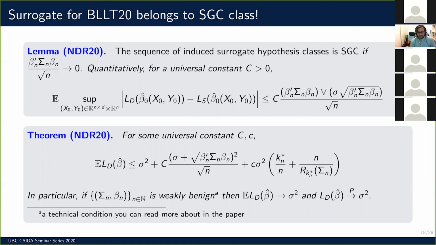And actually, this approach based on uniform convergence of the surrogate allowed us to tighten the bound that Bartlett, Long, Lugosi, and Tsigler had. So in their paper, they had a necessary condition for risk consistency, and they had a sufficient condition for risk consistency, and they had a gap: the necessary condition was not the same as the sufficient condition. And by looking at the same problem through the lens of uniform convergence of a surrogate, we were actually able to close that gap. And so this weakly benign condition is essentially the same as the necessary condition shown by Bartlett, Long, Lugosi, and Tsigler. So in fact, this condition is essentially tight for when risk consistency occurs.